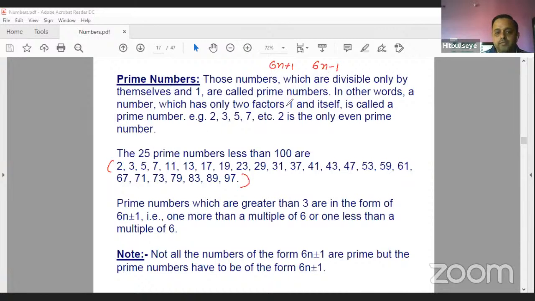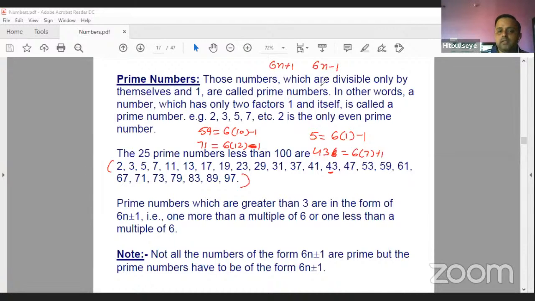For example, 5. This 5 can be written as 6 into 1 minus 1. 43 is a prime number. It can be written as 6 into 7 plus 1. In the first case, n is 1. In this case, n is 7. 59 is nothing but 6 into 10 minus 1. 71 is 6 into 12 minus 1. So you take any prime number, that prime number can be written as either 6n plus 1 or 6n minus 1. But that prime number should be more than 3.